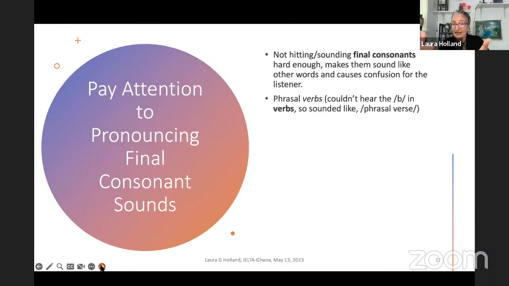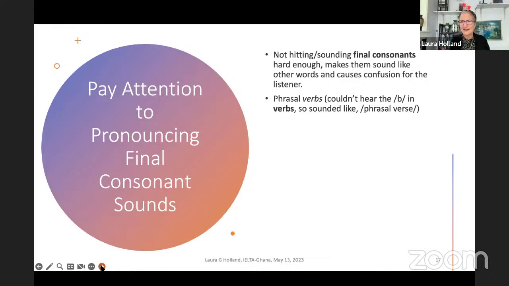So here are examples that I've collected from classrooms, from teachers and students. This was from a teacher in South America that I had observed, where she was giving a lesson about phrasal verbs, but she didn't have a slide about it yet. She was just introducing it orally at first. And she didn't say verbs. She said the S, but not the B sound. And so what I heard was phrasal verse. I actually thought she was about to start a lesson on poetry.